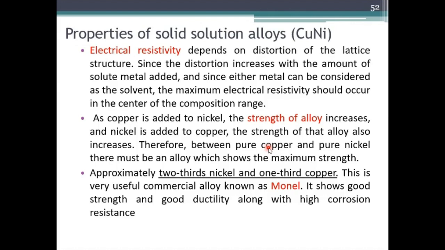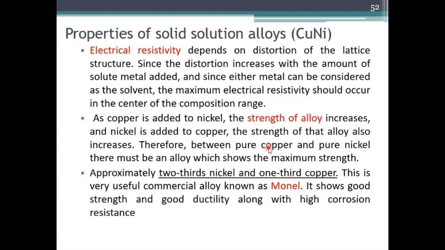Usually, electrical resistivity will depend upon the distortion of the lattice structure. The distortion increases with the amount of solute metal which is added, and since either metal can be considered as the solvent, the minimum electrical resistivity will occur in the center of the composition range.